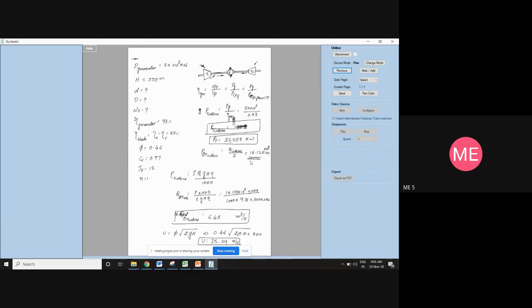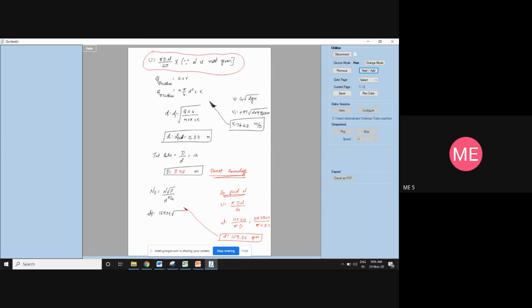16.12 into 10 to the power of 3 divided by 300 to the power of 5 by 4. So the specific speed has no unit. If you want to write, you write it as SI units, or if you want, you can write it in RPM, in a bracket. So we get Ns is equal to, write in SI units.